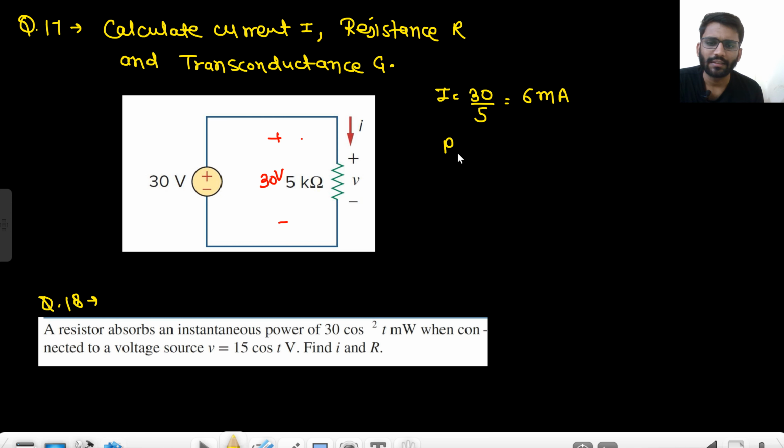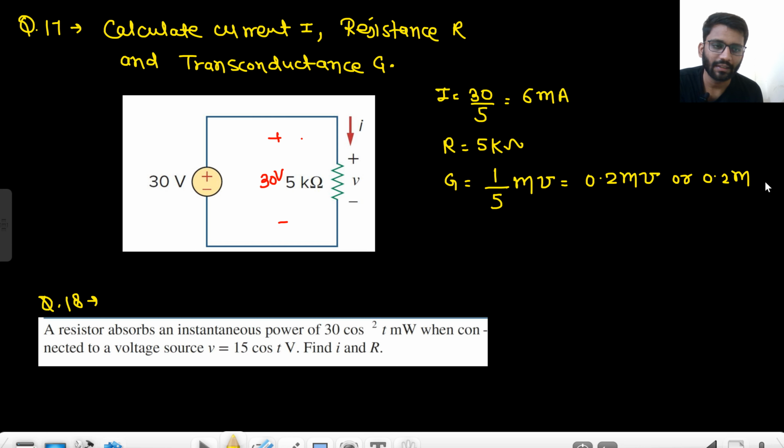Resistance R is 5 kilo ohm only. It is given only. And what will be the transconductance? It will be 1 by 5 millimho. That means 0.2 millimho or 0.2 millisiemen. Why milli? Because it was kilo. So if we go upward, kilo will turn into milli. So it is 0.2 millimho.